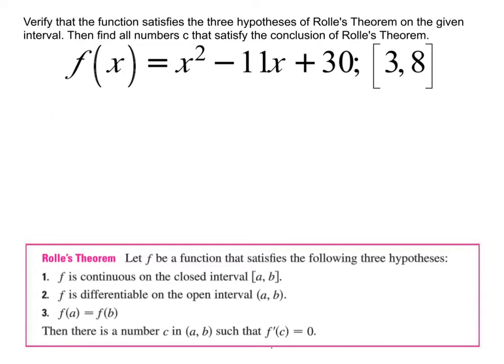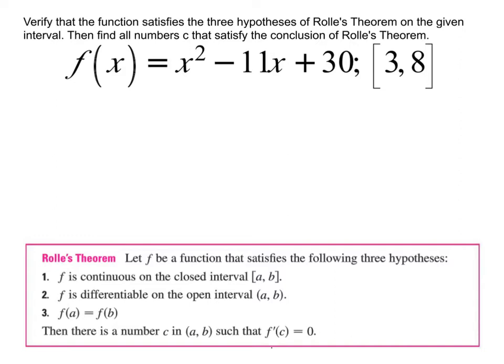Now for the first one, f is continuous on our closed interval. Well, this is a polynomial function. Is that continuous between 3 and 8? Yes. How do I know? Because every polynomial is continuous throughout negative infinity up to infinity. Its domain is all real numbers. It's everything. And so, yes, it's continuous.